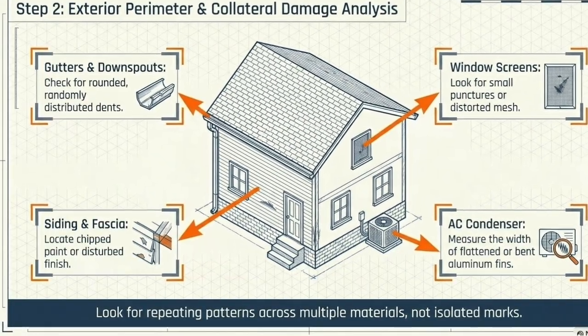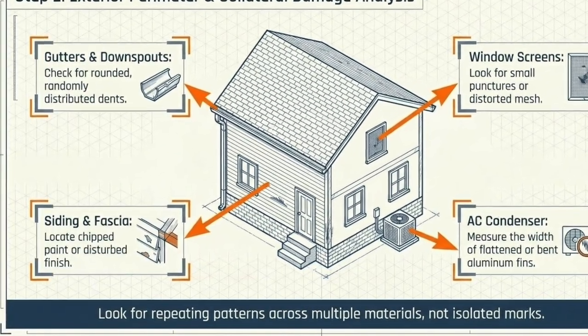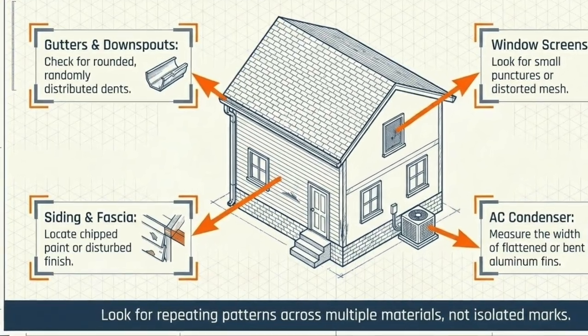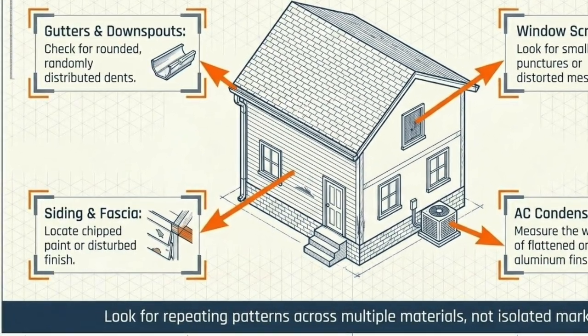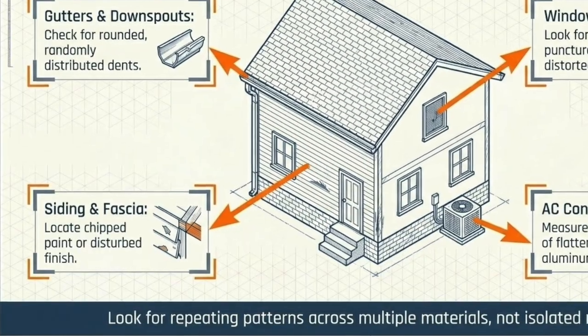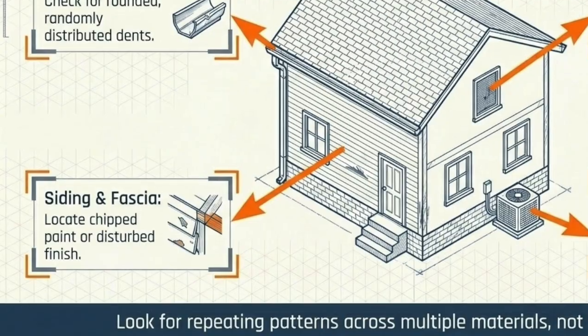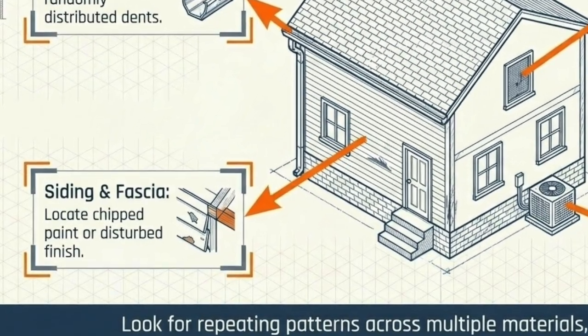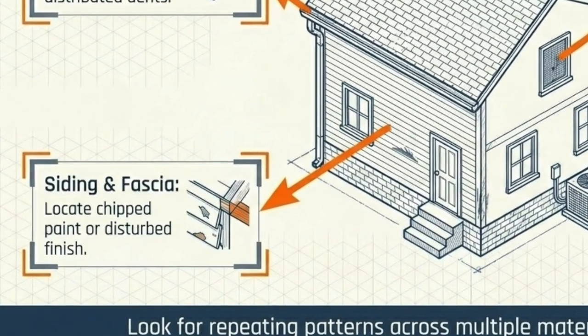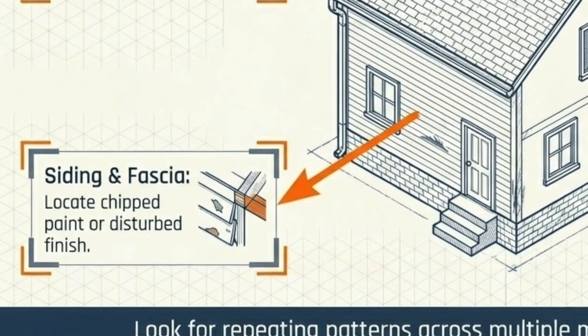Wait, define fascia for me, just so we have the anatomy of the house completely clear. The fascia is the long, straight board that runs along the lower edge of the roof. It's the board that your gutters are typically attached to. Oh, okay, so it faces straight outward. Yes. Often, it's covered in a thin wrapping of aluminum or vinyl to protect the wood. Because it's a vertical surface, it's a prime target for wind-driven hail.